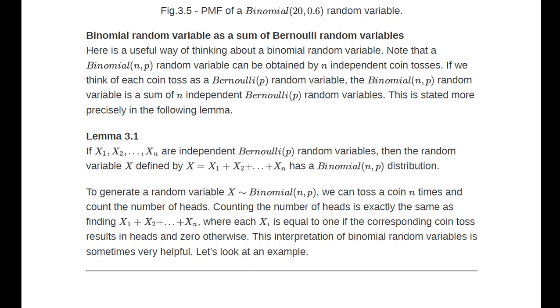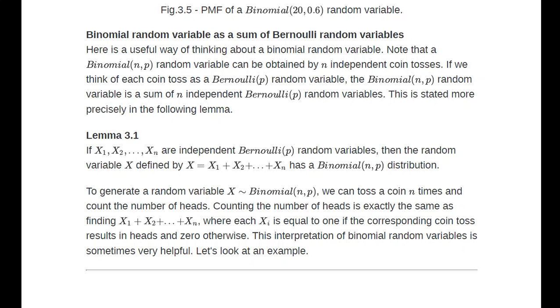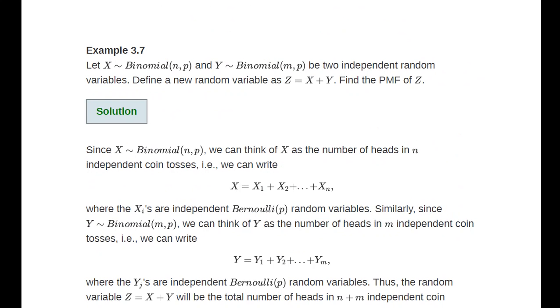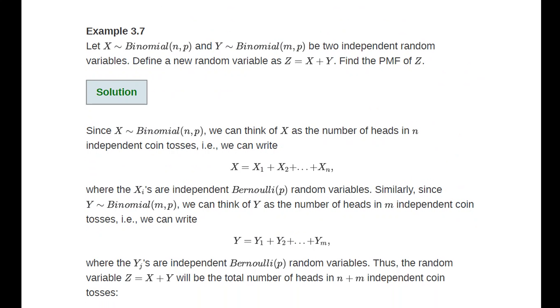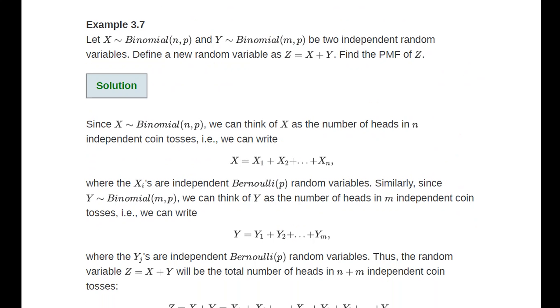This interpretation of binomial random variables is sometimes very helpful. Let's look at an example. Let X be distributed as Binomial(n, p), and Y be Binomial(m, p), two independent random variables. Define a new random variable as Z equal X plus Y. Find the probability function of Z.